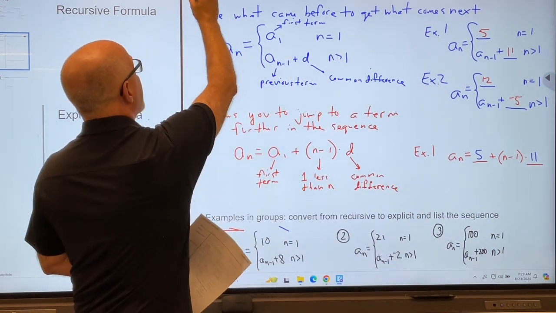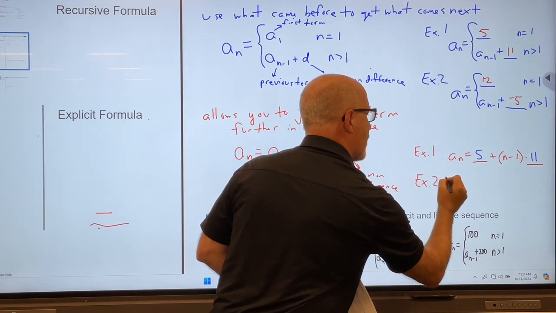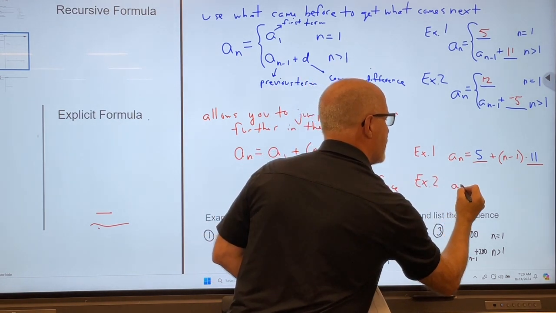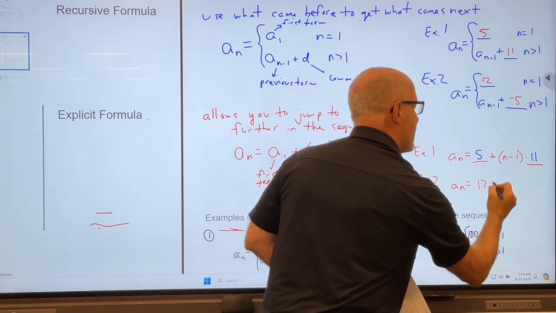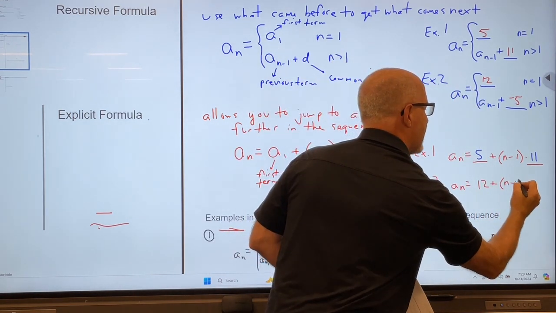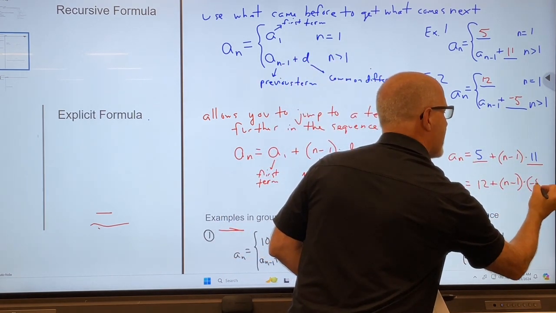Let's do the same thing for example 2. I bet you could beat me to this. You could go ahead and write it out. So example 2 will be a sub n equals the first term, which is 12, plus n minus 1 times the common difference, which is negative 5.